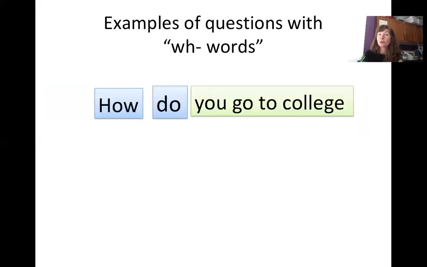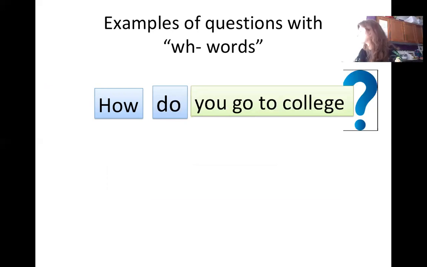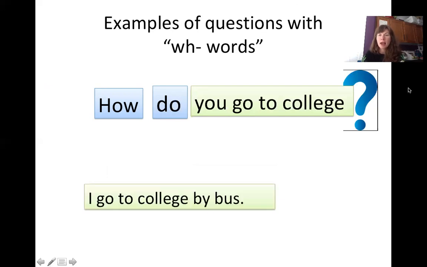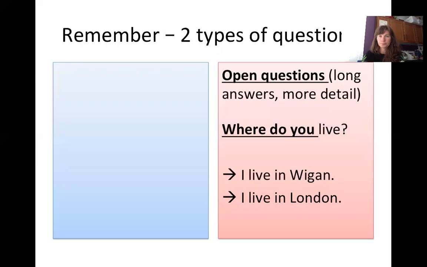How do you go to college? And I've put an answer here: I go to college by bus. Okay, so let me just stop it here for 1 minute.